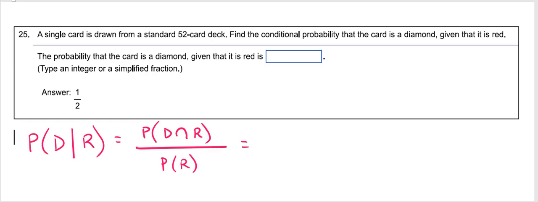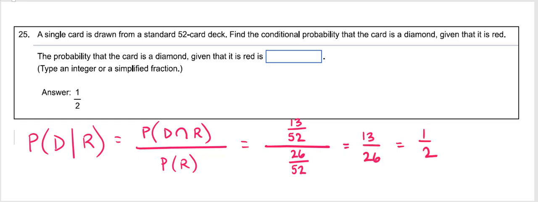All right, diamond and red. So the probability of getting a red card, of the 52 cards, half of them were red, so that's 26 out of 52. Now the probability of being a diamond and a red card. We just said there were 26 cards that were red, and half of those are diamonds. So that's going to be 13 out of 52. So 13 out of 52 divided by 26 out of 52 leaves you with 13 out of 26, which is 1/2.